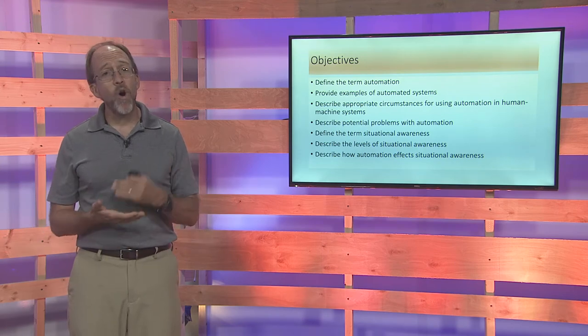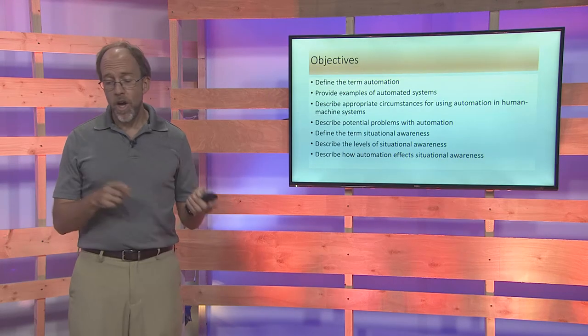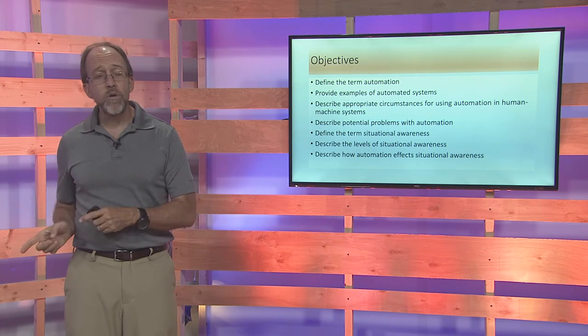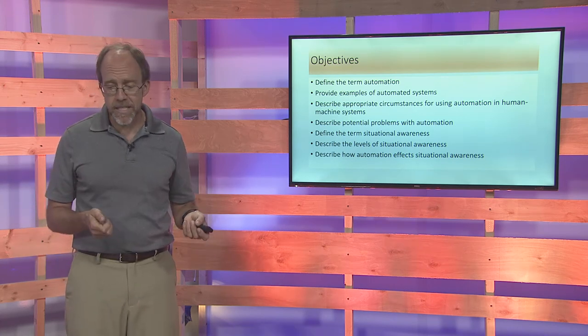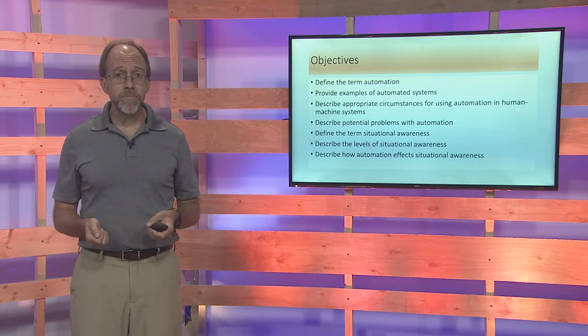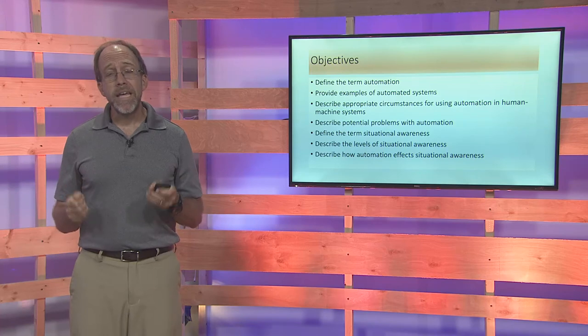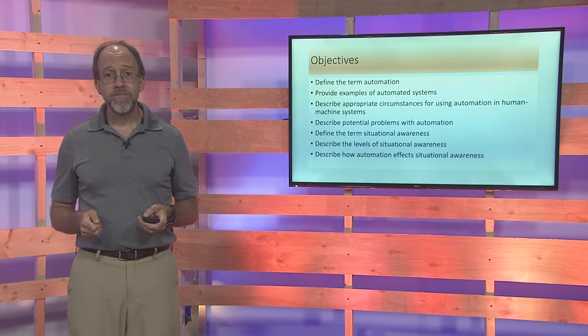But you know what automation is. You can give examples of automated systems, but most important, you understand the effect of automation and how it has an effect on the way users use the system, operate the system, deal with problems in the system, and maintain a situational awareness of the system itself. These are all key HCI elements in dealing with automation. Thank you very much.